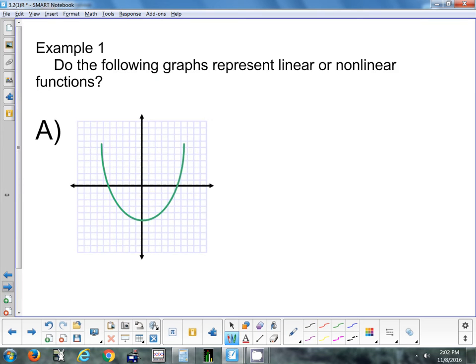Why is it nonlinear? Yeah, it's not a straight line, right? It's got a bend to it. So write non-linear right next to it or below it. Example A is nonlinear, reason being, like Ariel said, it doesn't have a constant rate of change, or we could just say it's not a straight line. So A is nonlinear.